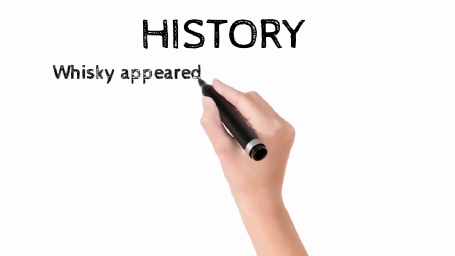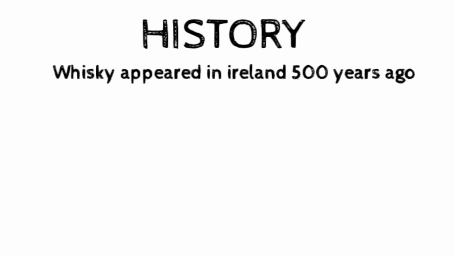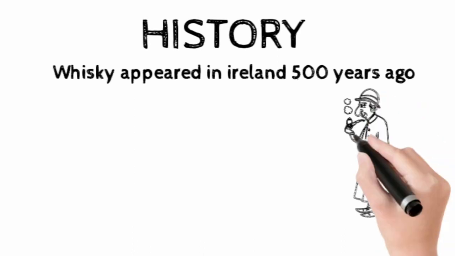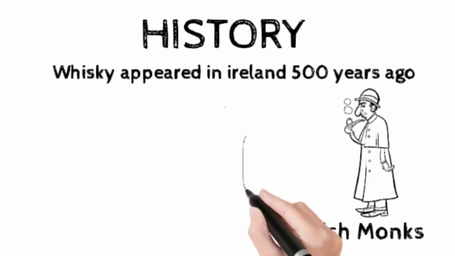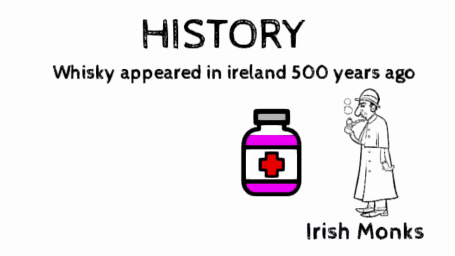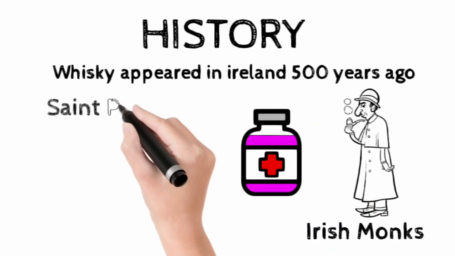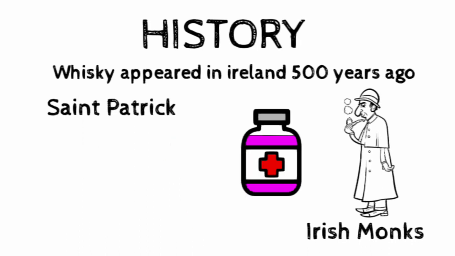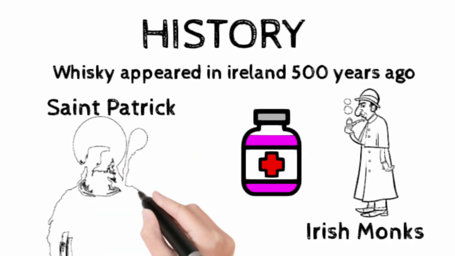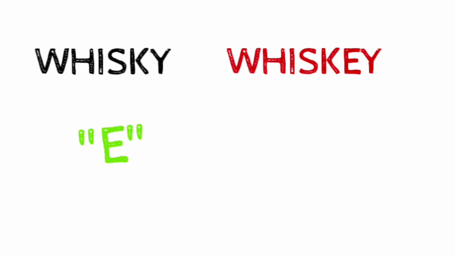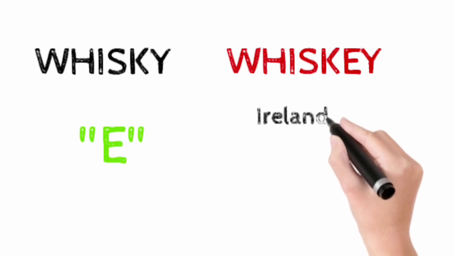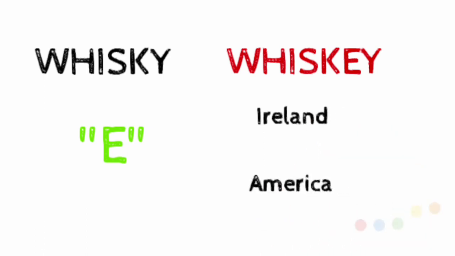History of whiskey. The history books say whiskey appeared in Ireland some 500 years ago. Some other books say whiskey was produced by Irish monks during the 5th century. Irish monks learned the secret of distilling from the Middle East and used it as a medicine. According to the Irish, St. Patrick was the father of whiskey, and the Scotch themselves believe that St. Patrick was born in Scotland. Whiskey or whisky: if it is spelled with an E, it means that the whiskey comes from these two countries only, Ireland and America.